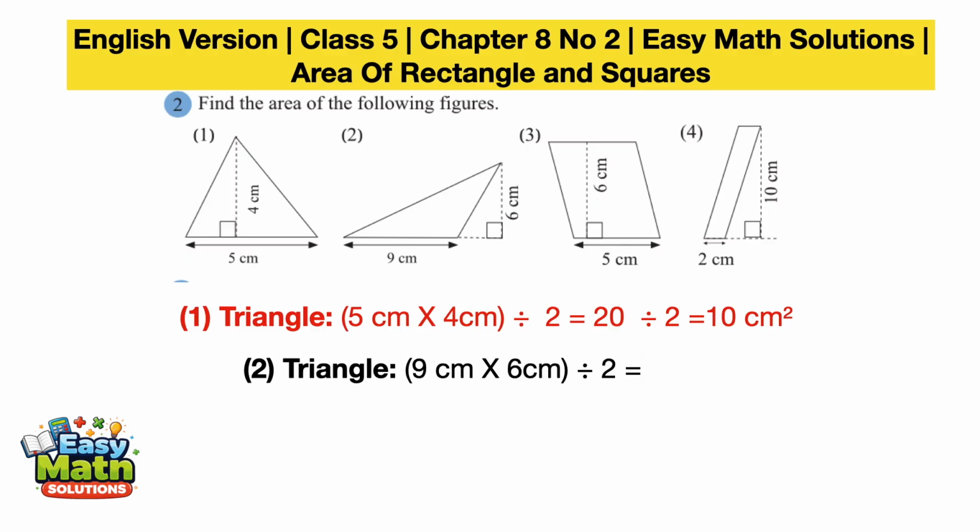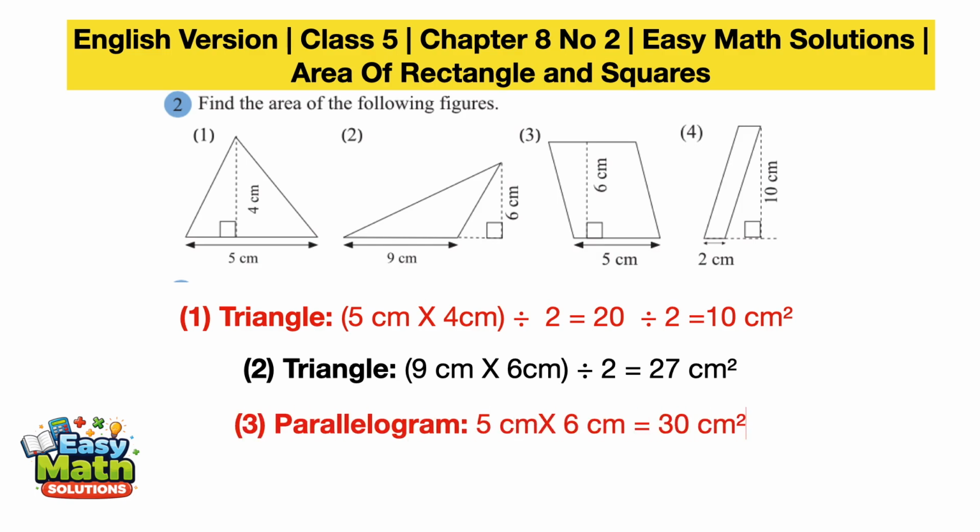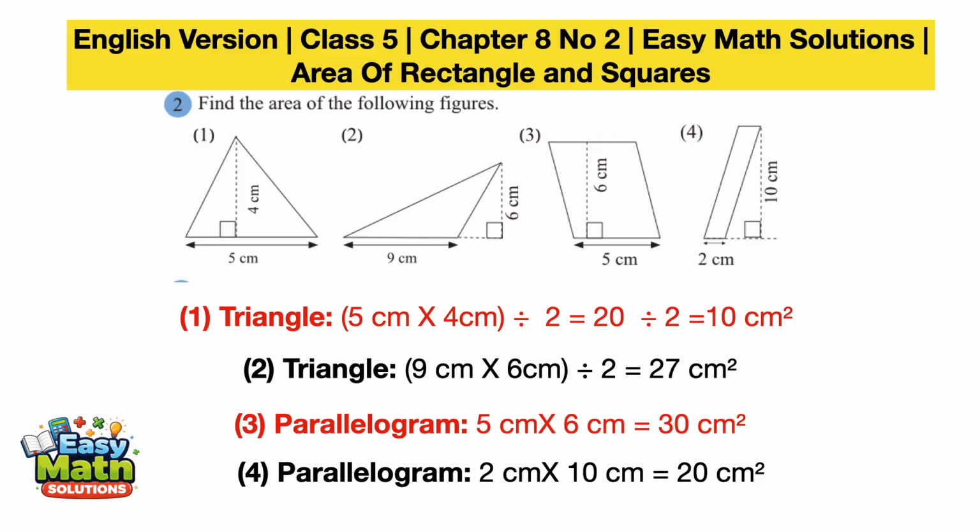Number 2, the triangle: 9 into 6 divided by 2 equal to 27 centimeter square. Number 3, parallelogram: 5 into 6 equal to 30 centimeter square. Parallelogram: 2 into 10 equal to 20 centimeter square.